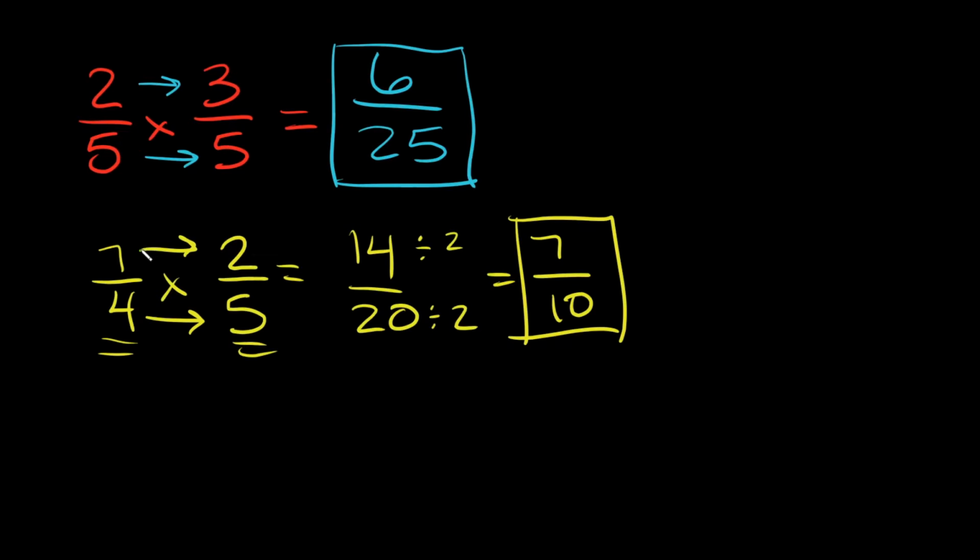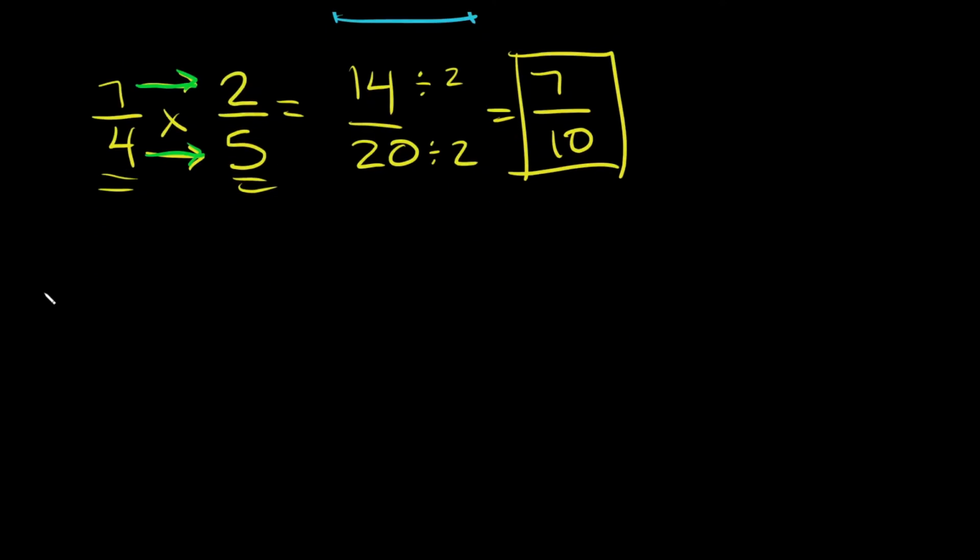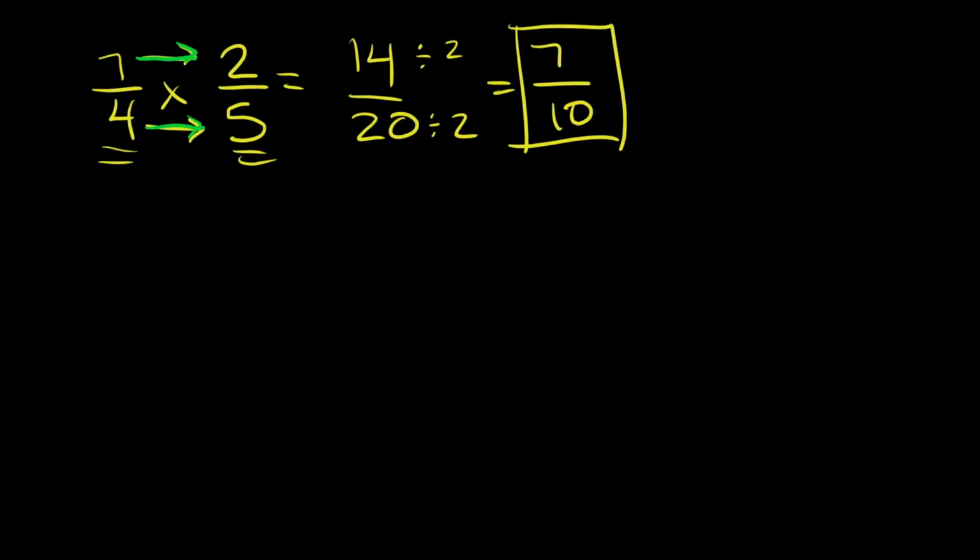But again, the main point, we just multiply straight across. Multiply the top together, multiply the bottom together. That is it. So I think it's pretty straightforward. So let's do something that's slightly different.